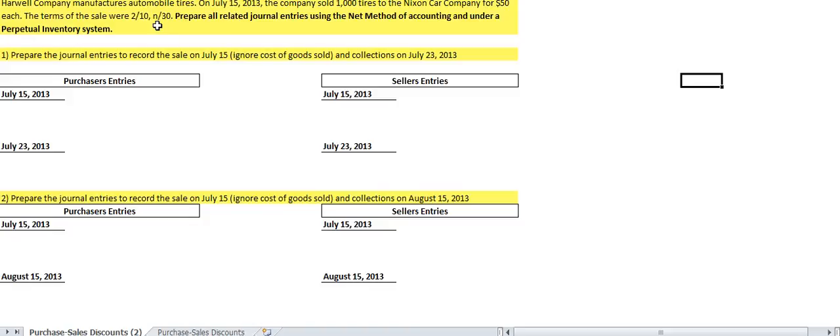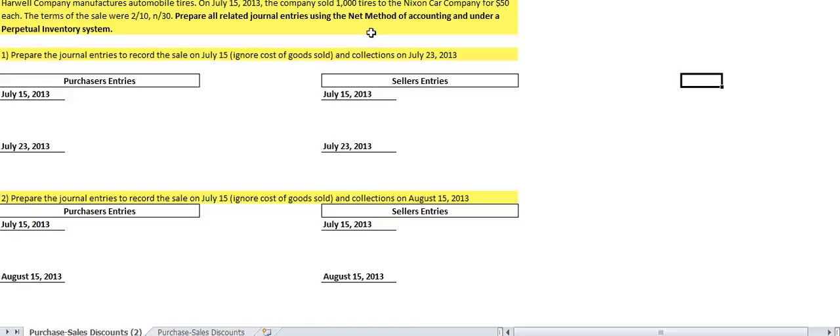So it says, prepare all related journal entries using the net method of accounting and under a perpetual inventory system. What does this mean? Well, the net method of accounting for purchases and sales, that's the one that we're going to use throughout this chapter. That's the one that's going to be tested. There's another method, which I don't believe is even mentioned in the chapter, called the gross method. But that's not mentioned in the chapter, so we're not going to test that.